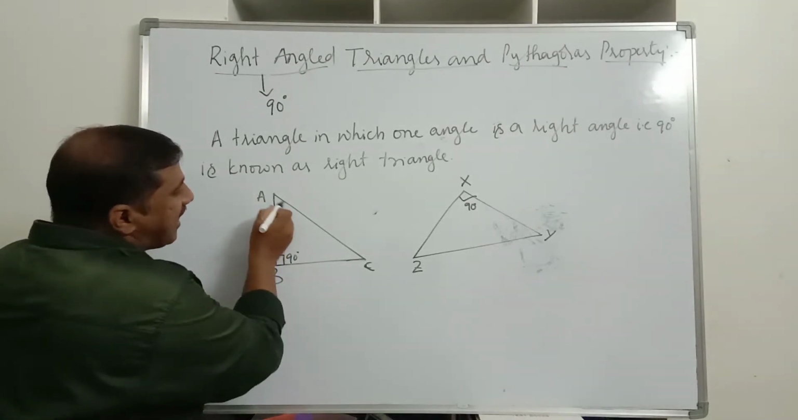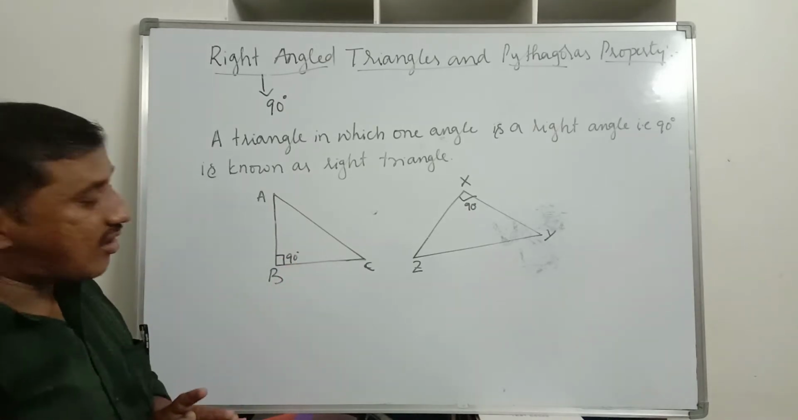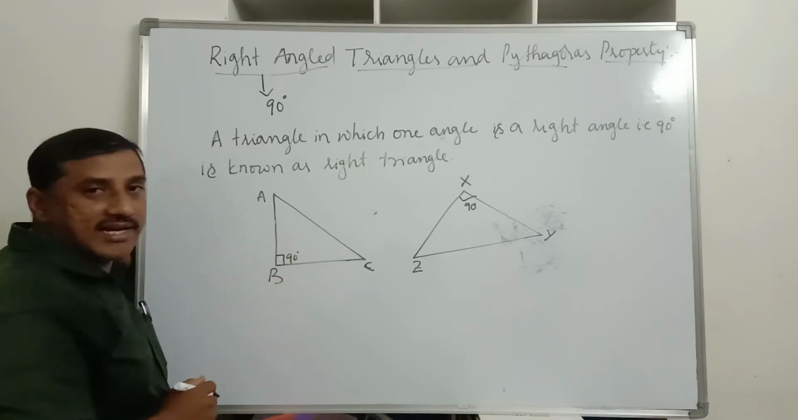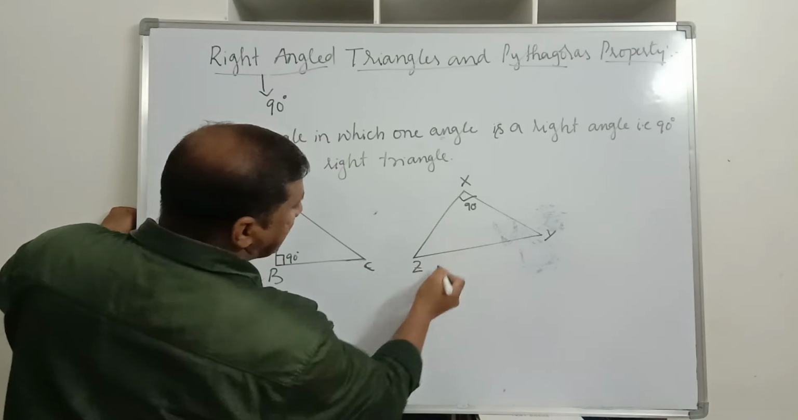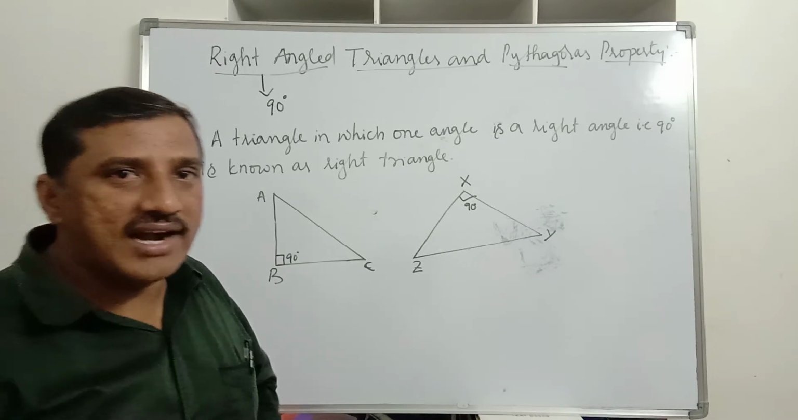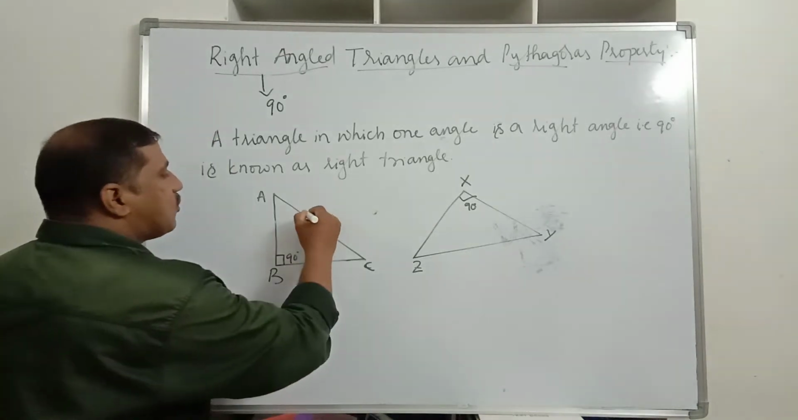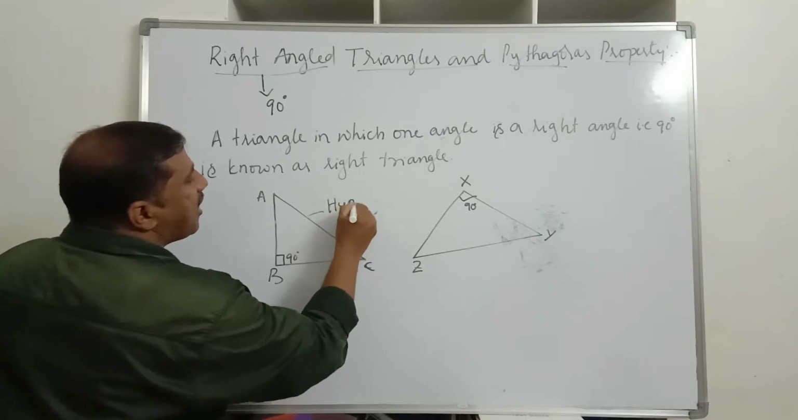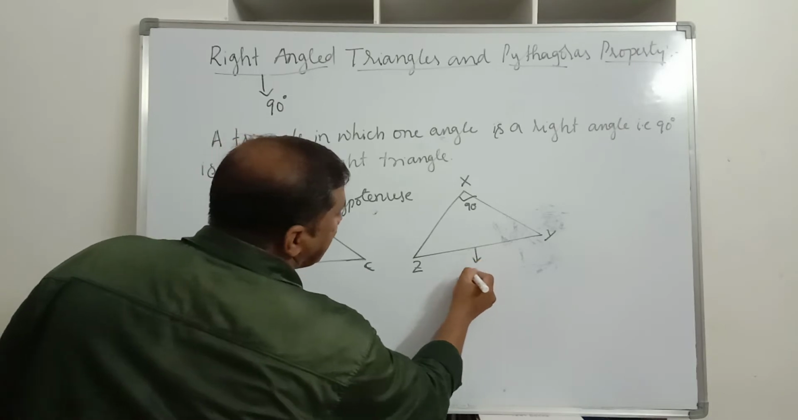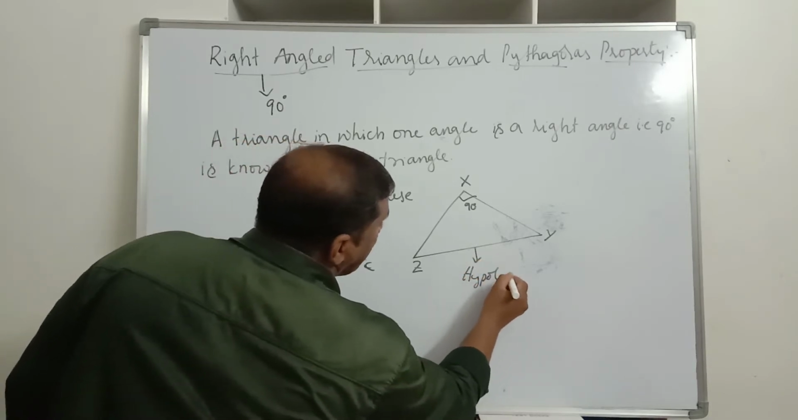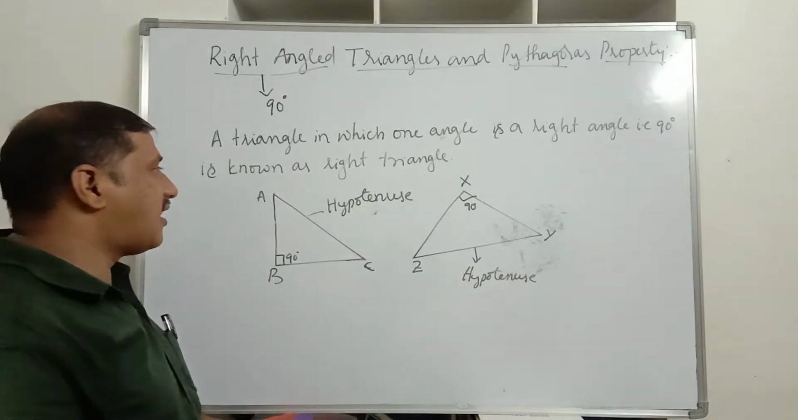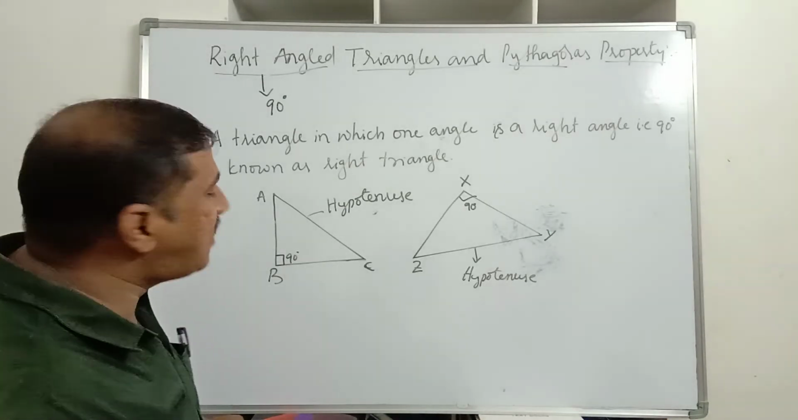Now, which is the longest side? Here three sides are there. If we observe in the figure, in triangle ABC, AC is the longest side. And in triangle XYZ, YZ is the longest side. The longest side of a right angled triangle is known as the hypotenuse. We call this side the hypotenuse. Similarly here, YZ is the hypotenuse. The hypotenuse is the longest side of the right angled triangle.